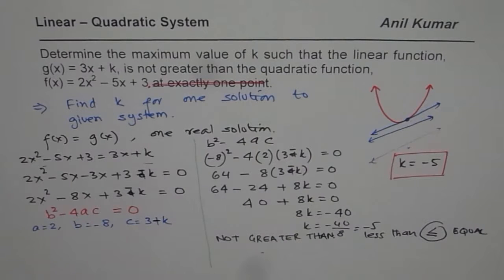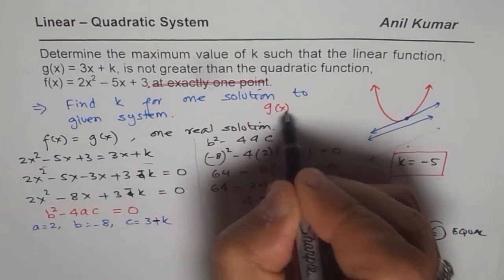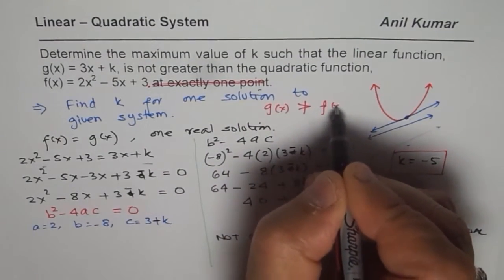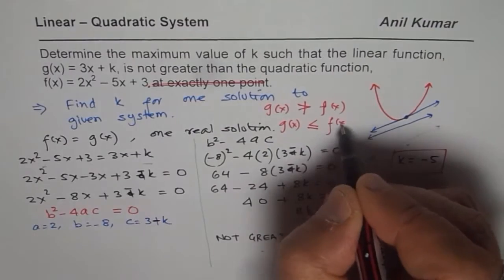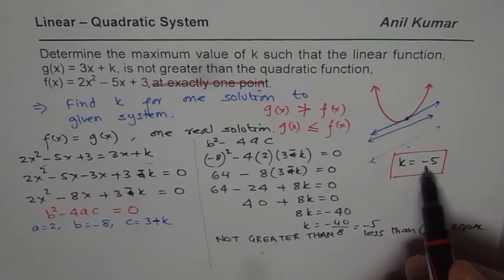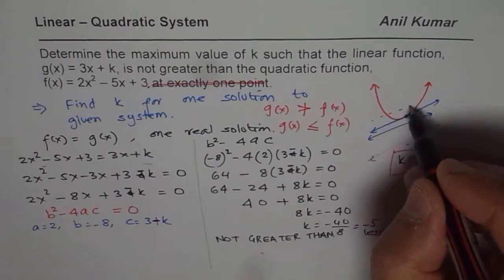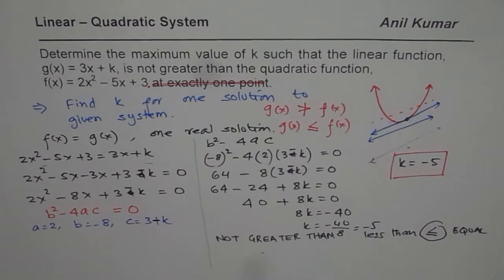So that is how we can solve this question. We started with the maximum value of k such that the linear function is not greater than, that means g of x is not greater than f of x, that is, g of x is less than or equal to f of x, and that's why tangent was critical. Maximum value of k will be -5. If I take k as more than -5, the line will cross at more than one point and it will be greater than the parabola at least during some interval, correct? So I hope you understand the concept.